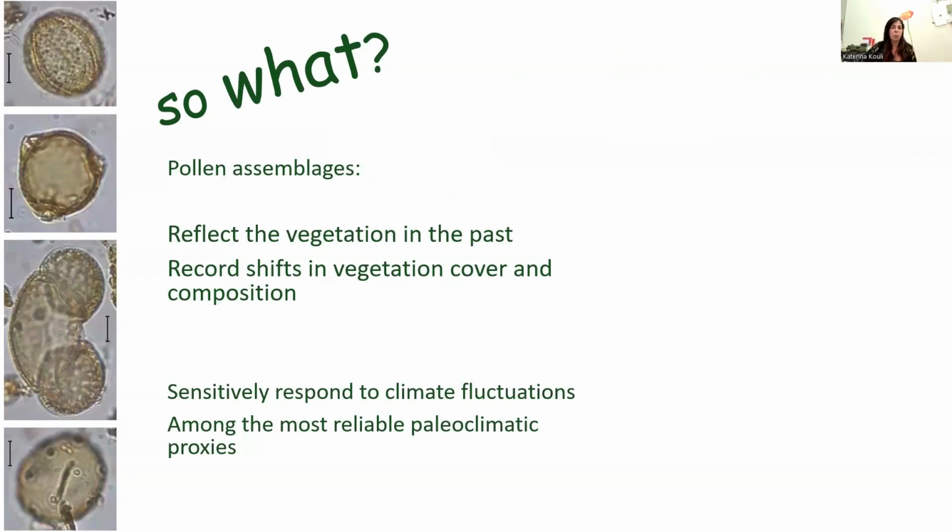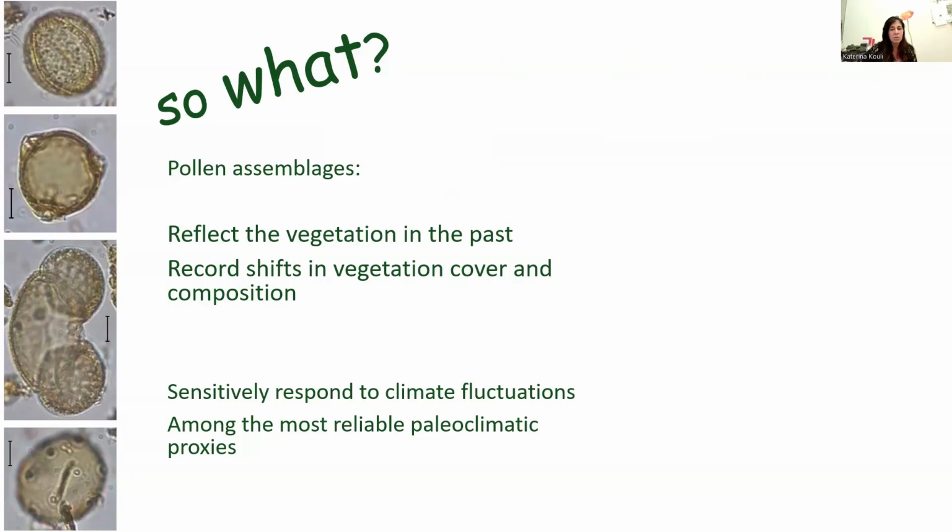So why are we so interested? Here you can see some very nice pollen. Pollen assemblages, this is what we retrieve from the sediment, reflect the vegetation of the past, but also, as it is a microfossil in the broad sense, we can use it to record shifts in vegetation cover and composition.